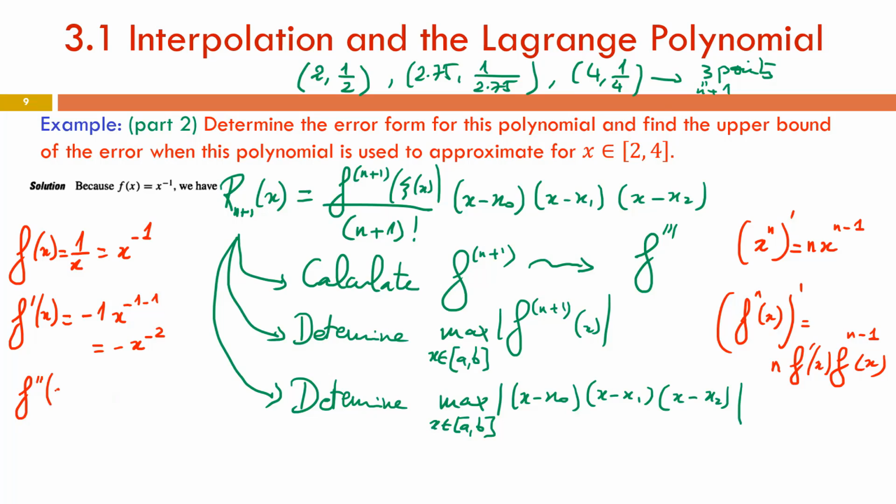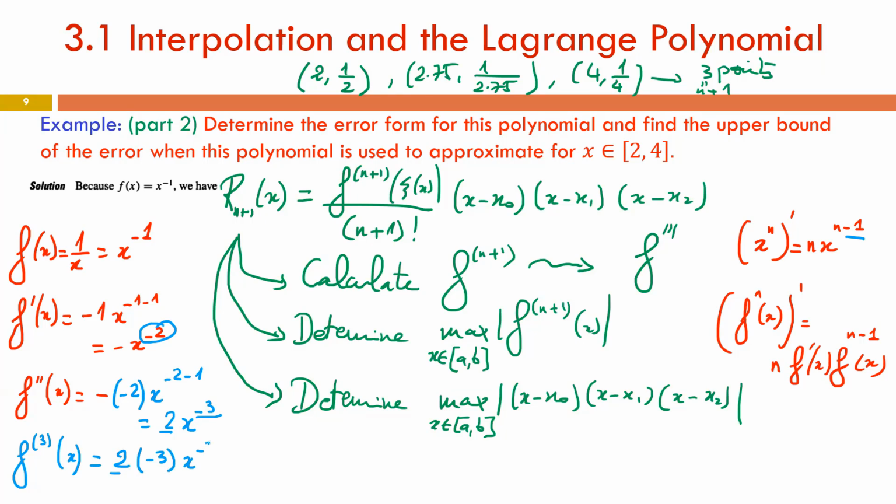The second derivative: now n is minus 2, so minus 2 times x to the power minus 2 minus 1, always n minus 1. So that gives 2x to the power minus 3. And the third derivative will be 2, a constant, times n equal to minus 3, times x to the power minus 3 minus 1. So minus 6x to the power minus 4. So this is the third derivative.